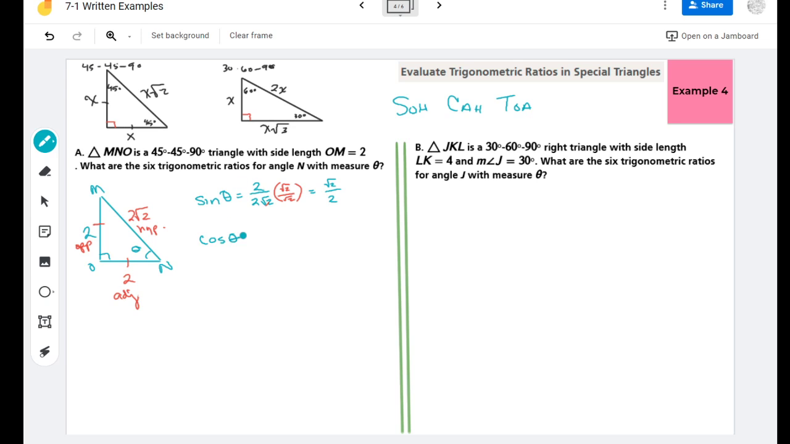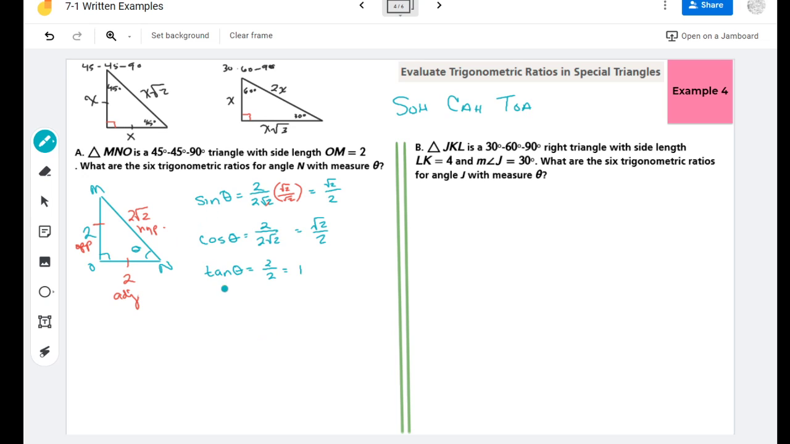Now my cosine is the adjacent over the hypotenuse. So it's 2 over 2 root 2. I don't need to redo that calculation to rationalize the denominator, because I've already done it once. If you've already done that calculation, you don't have to go hog wild doing it multiple times. Now my tangent is going to be my opposite over my adjacent. So 2 over 2. My tangent is just a 1.